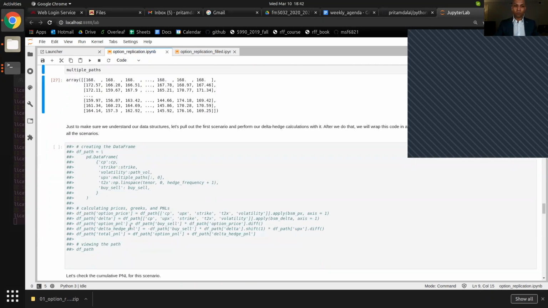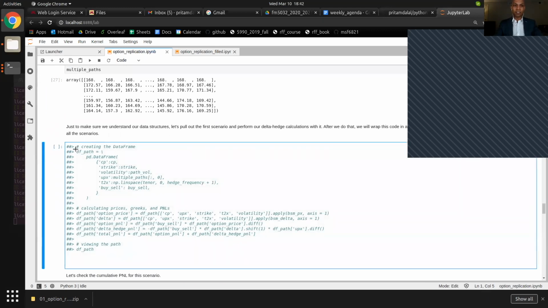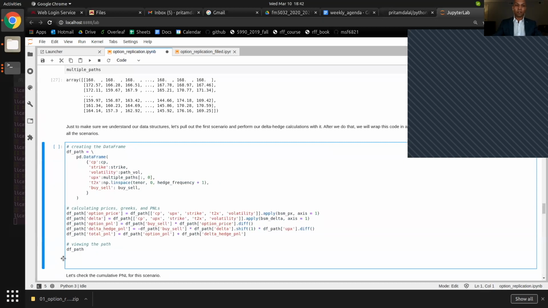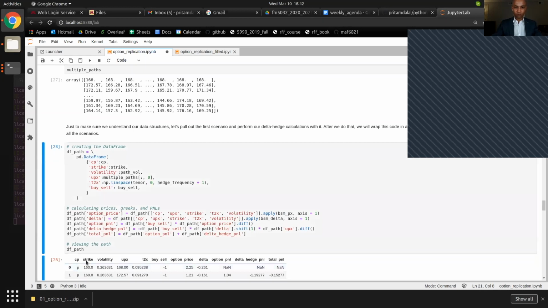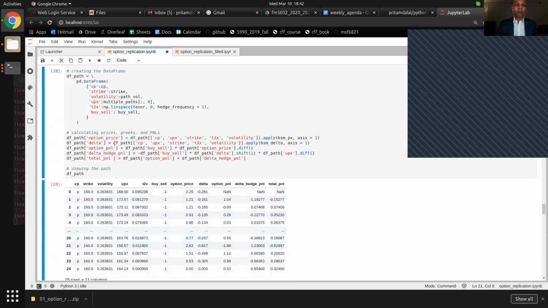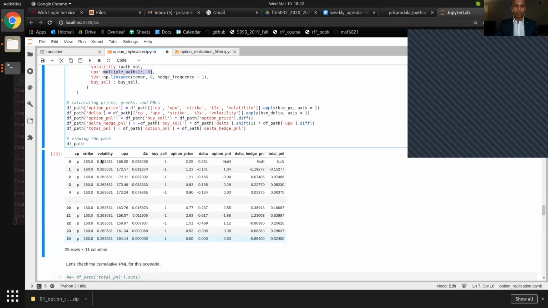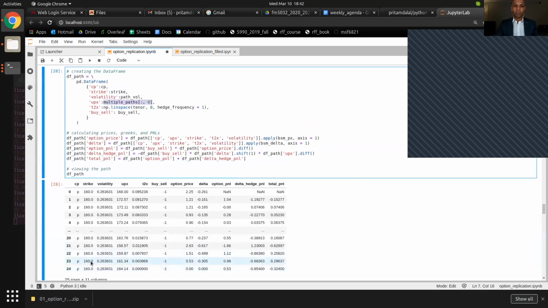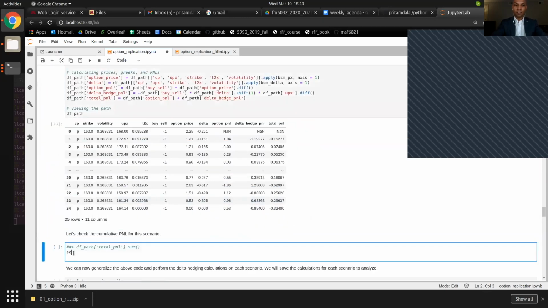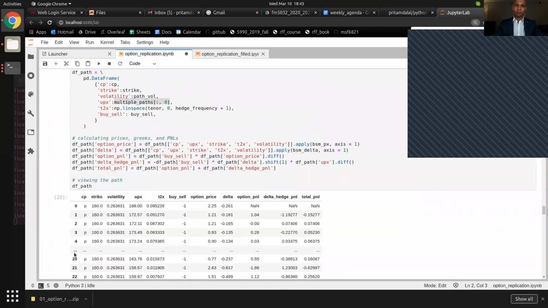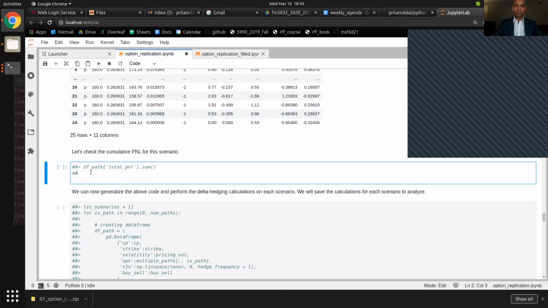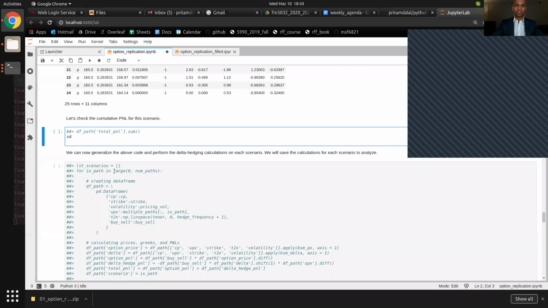Okay, so what I'm going to do here is a succinct version of the same code that we had before, but we're just going to grab one path. So we had multiple paths. We're just going to grab one of them, and this generates the same data frame that we generated before, but all the code is in one place. And let's just calculate the resulting P&L.